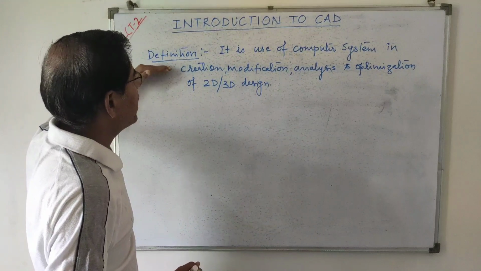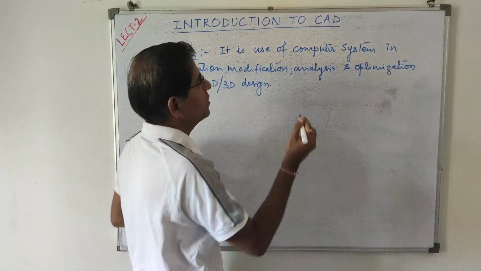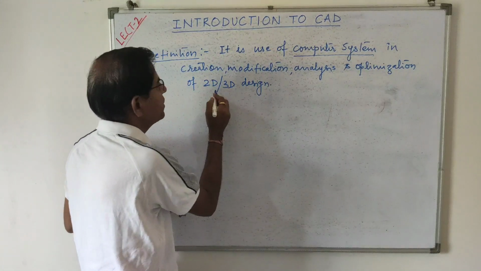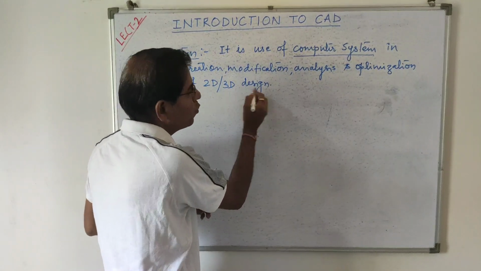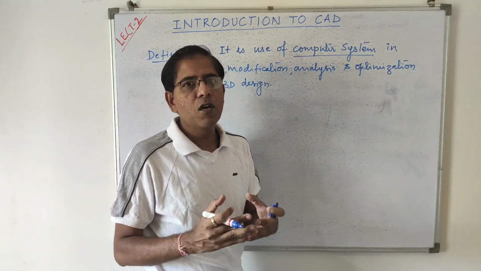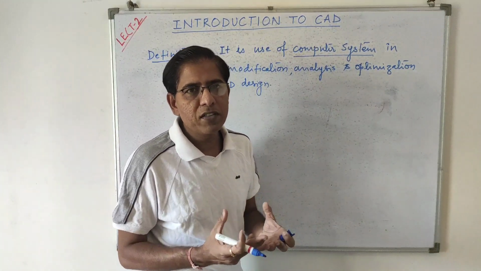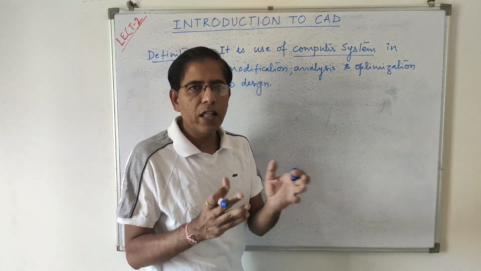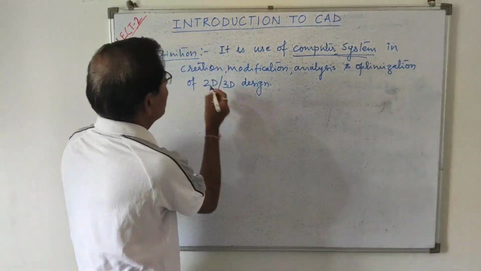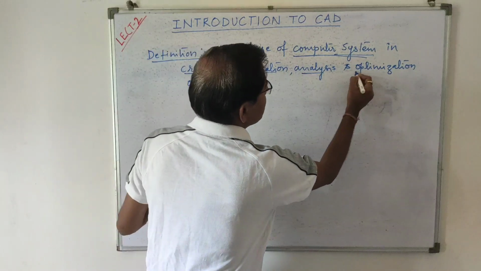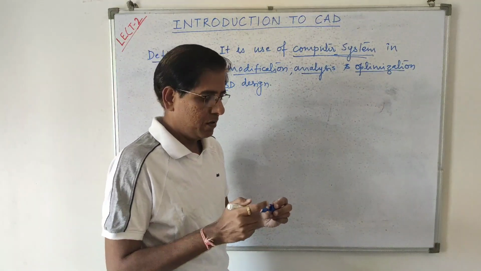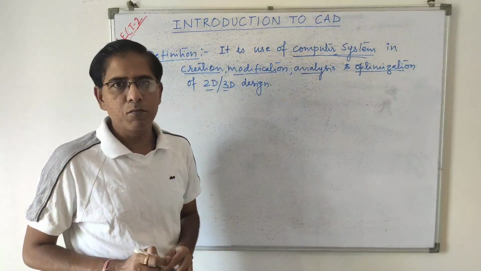So the definition of CAD says it is a use of computer system in creation, modification, analysis, and optimization of 3D or 2D design. Okay. So any use of computer system for creation, modification, analysis, or optimization of a 2D or 3D design, that is known as CAD. Now, what is a computer system?